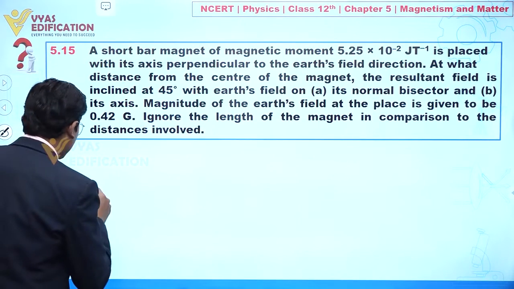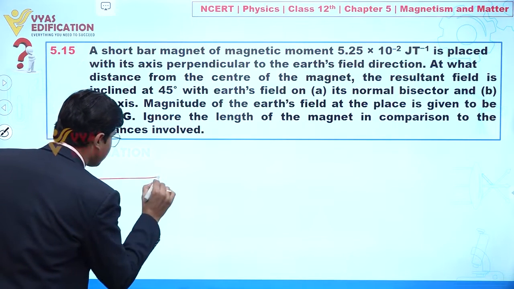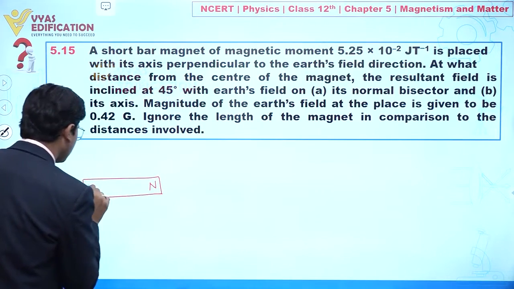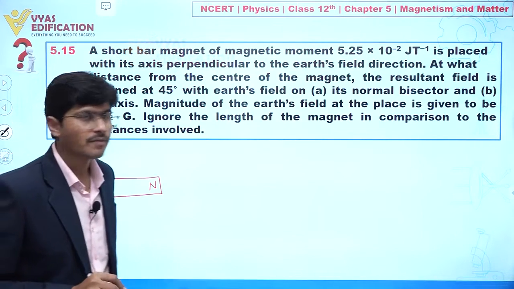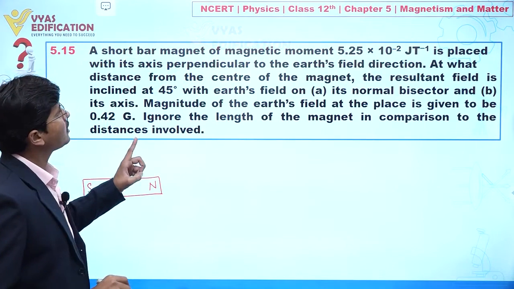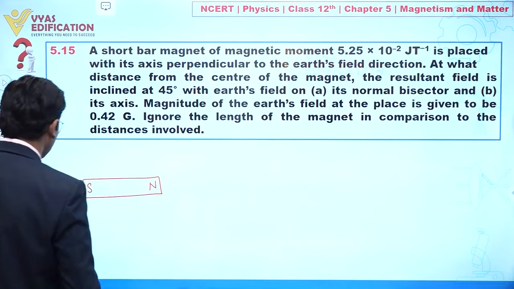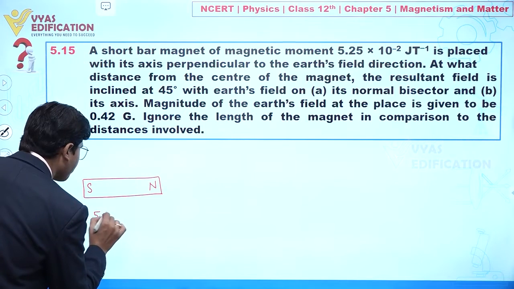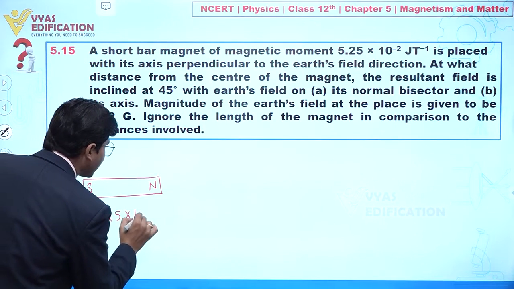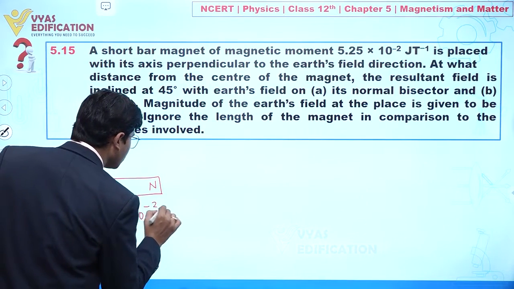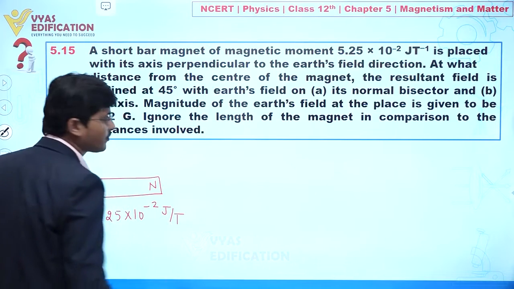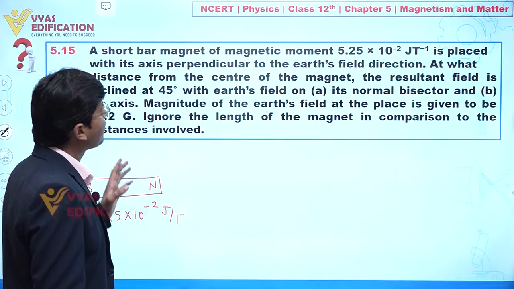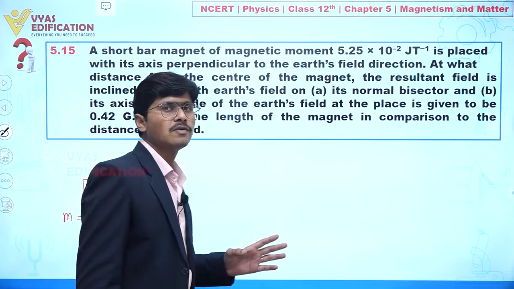Now let's suppose I am assuming here this is a bar magnet, clear? Let's suppose this one is the north pole and this is the south pole, clear to everyone? A short bar magnet of magnetic moment, meaning the value of small m, is given to you as 5.25 into 10 to the power minus 2 joule per tesla, this is given in this question. It is placed with its axis perpendicular to the earth's magnetic field, clear?